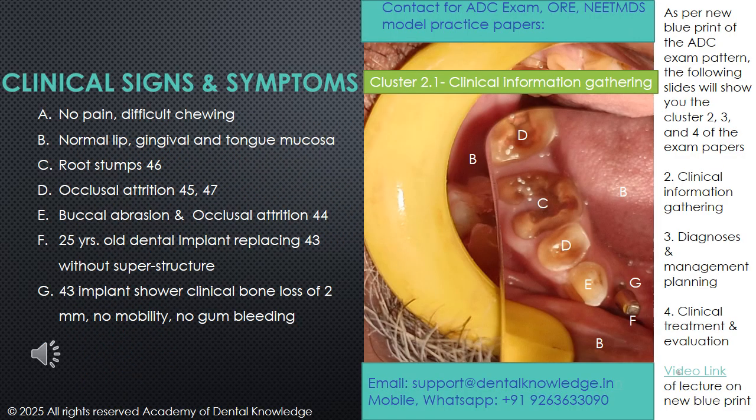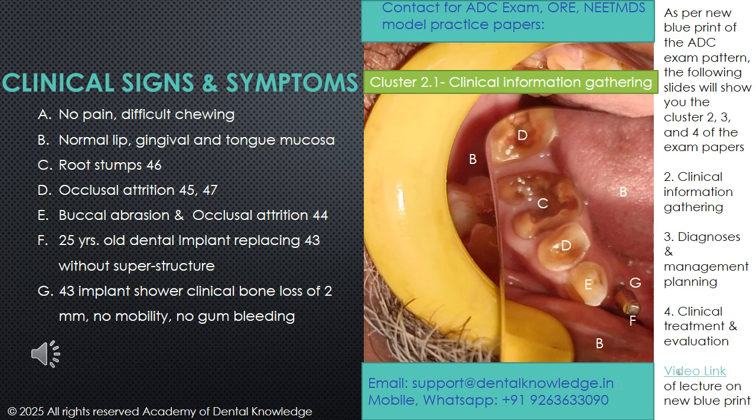In this slide, the signs are marked as per their sequence. Sequence A are the symptoms that say that the patient does not have pain, though he is having difficulty in mastication. Sequence B is indicating normal features of the buccal and lip mucosa. Sequence C is showing root stumps of tooth number 46. Sequence D is showing occlusal attrition of teeth 45 and 47. Sequence E is showing the signs of occlusal attrition and buccal abrasion.